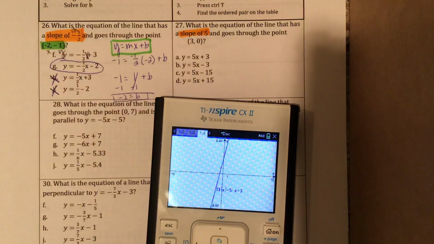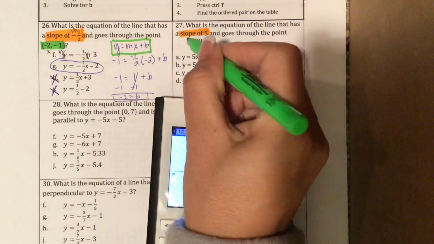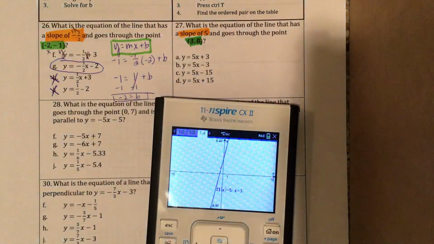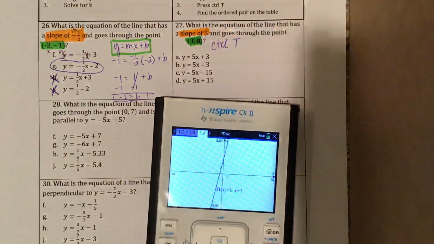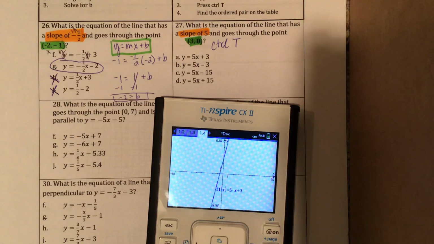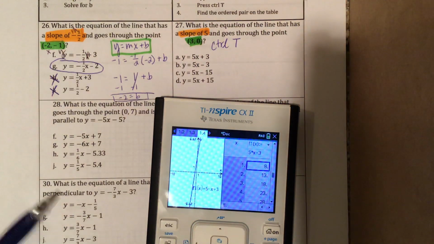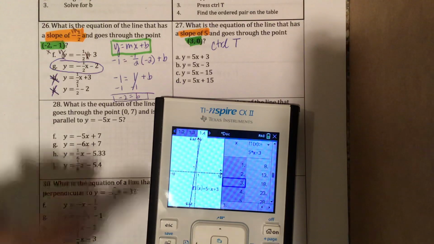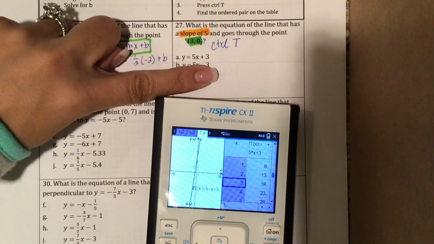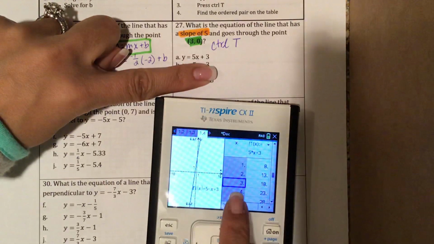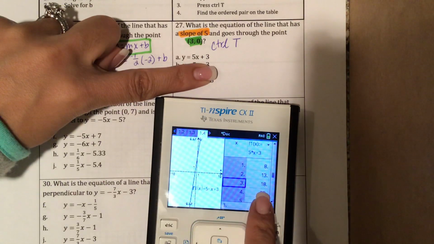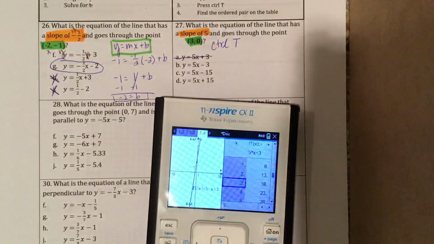So this is a graph, and these are numbers. What I do is I press Control T. What this does is it shows me a table of all of the numbers that live on this first equation. I'm looking for the ordered pair (3, 0). If I look at this, the 3 does not go with a 0, it goes with an 18. So the answer is not A.